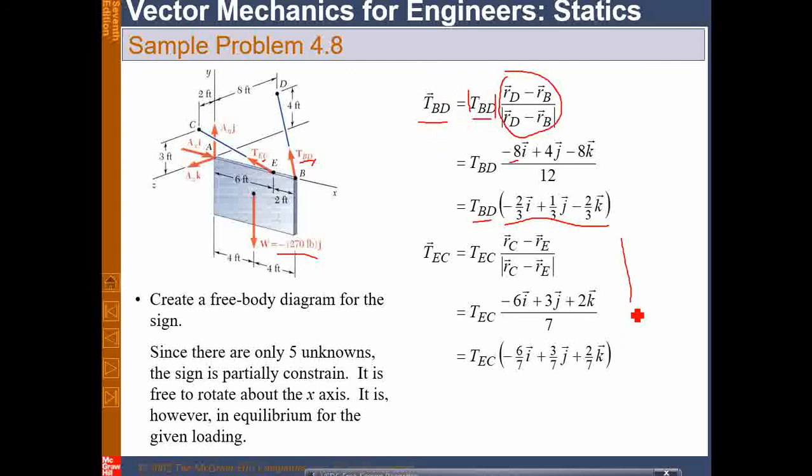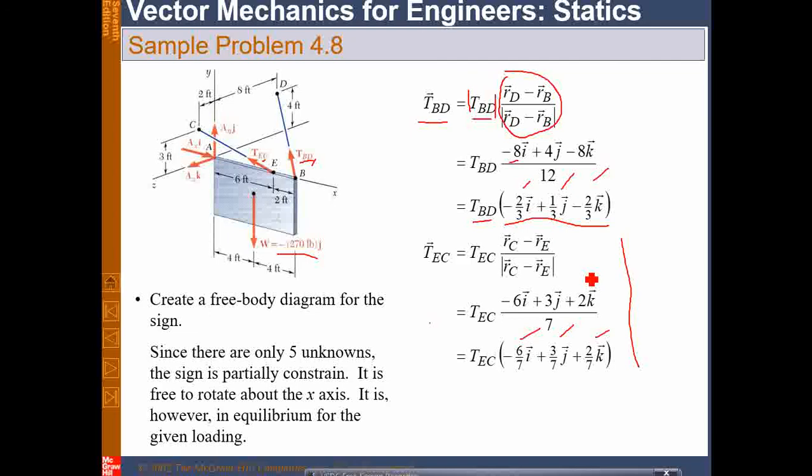In a similar way, we'll be obtaining vector TEC, the vector along this. Once you have obtained these two vectors, it is very easy to do the rest of the calculation. How will you do it? You have to find the force balance and moment balance. Now you know all the vectors along x, y, z. The vector TEC along x, y, z is there. So you only need to put the force balance and moment balance.